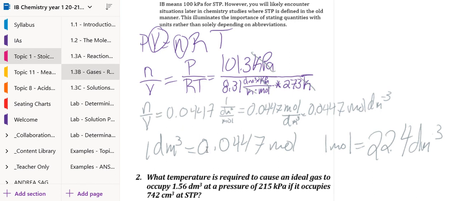So we wanted it to be 1 mole. So we divided both sides by 0.0447. So we got 1 over 0.0447. That's where we got the 22.4.